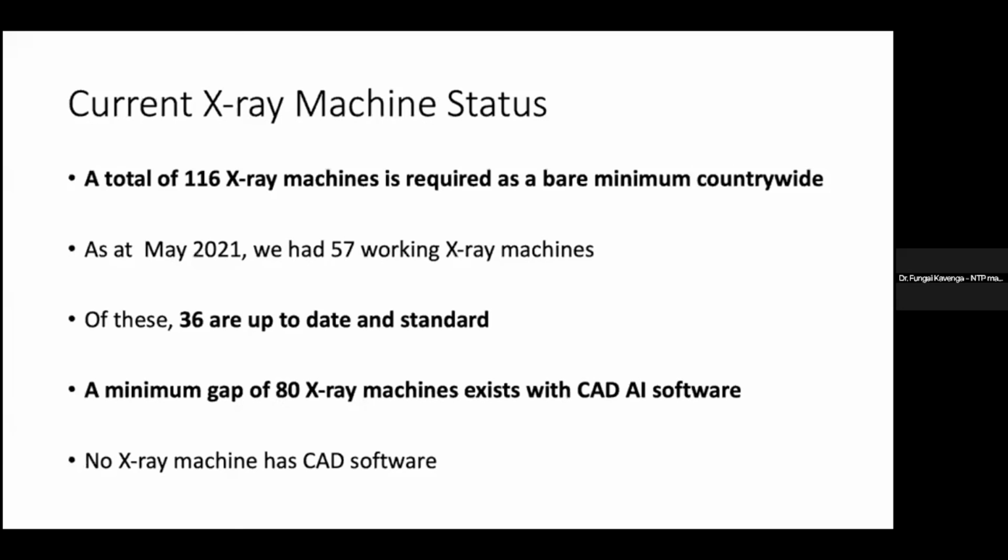Next slide, please. So as of May 2021, we had 57 working X-ray machines. 36 of those are digital X-ray machines. So that means we have a gap of 80. We have a minimum gap of 80 X-ray machines that need to be installed with CAD software. So at the moment, no X-ray machine in the country has CAD software.